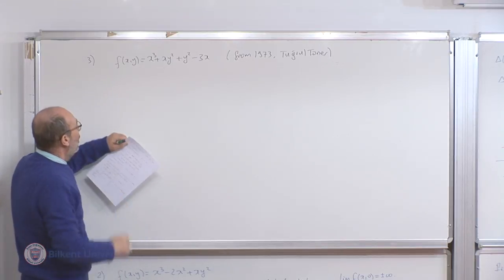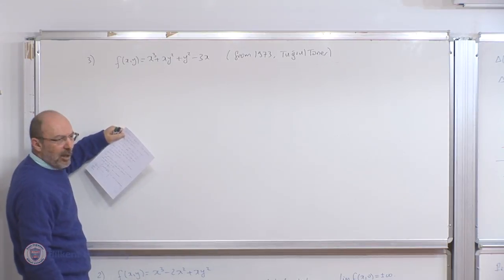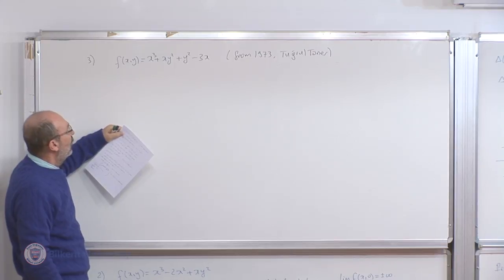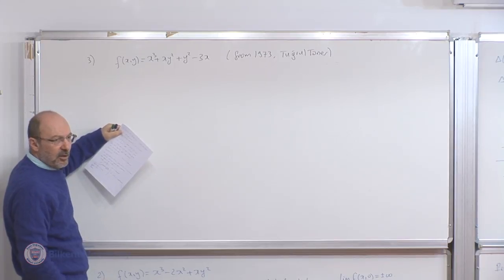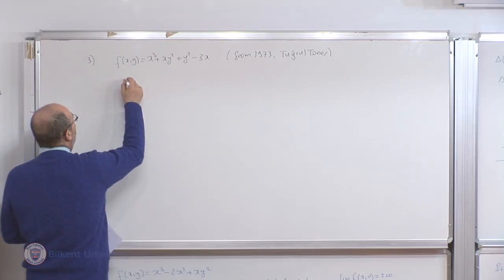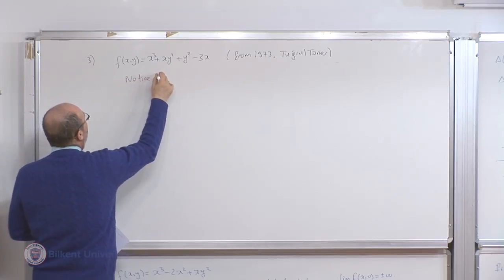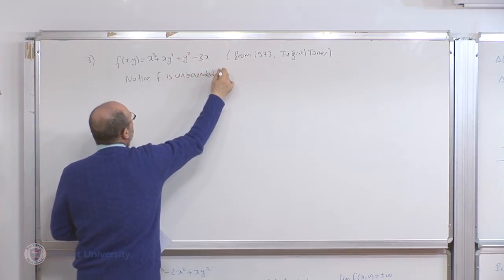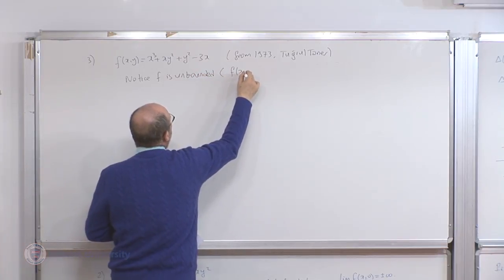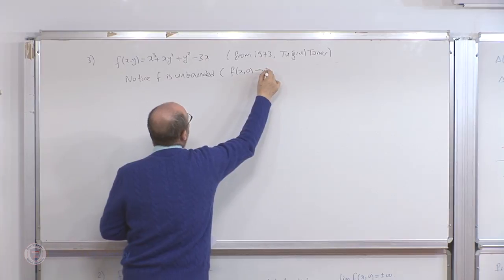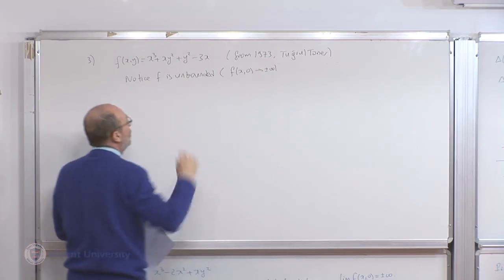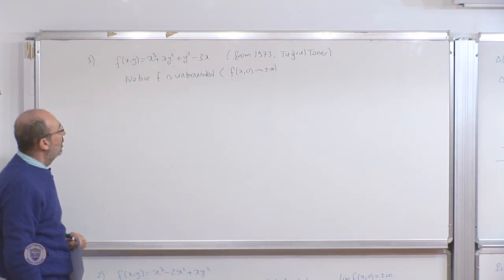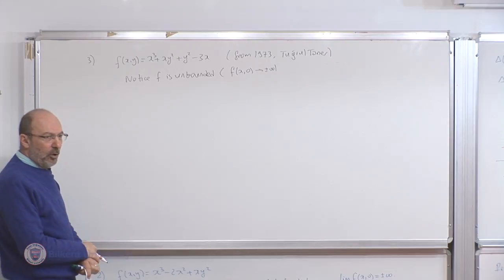Okay, so first of all, we see that the function is unbounded. Okay, you put y equals 0. This is a cubic in x, so it is unbounded. So notice f is unbounded. Just check f(x,0). Okay, so this goes to plus or minus infinity as x goes to plus or minus infinity. So there is no global min or max.